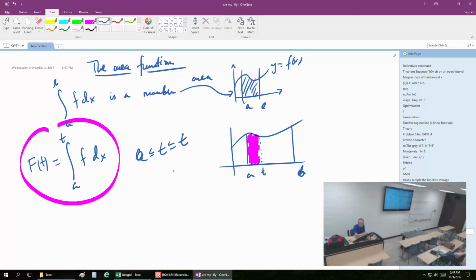All we have to show then, and we'll do it next time, is that this F prime of t, the derivative of this function, is equal to what? The average slope? No, maybe. Well, the answer is f of t.